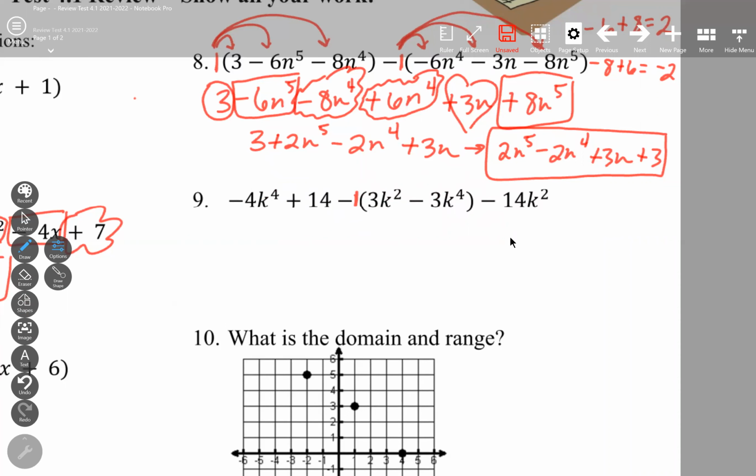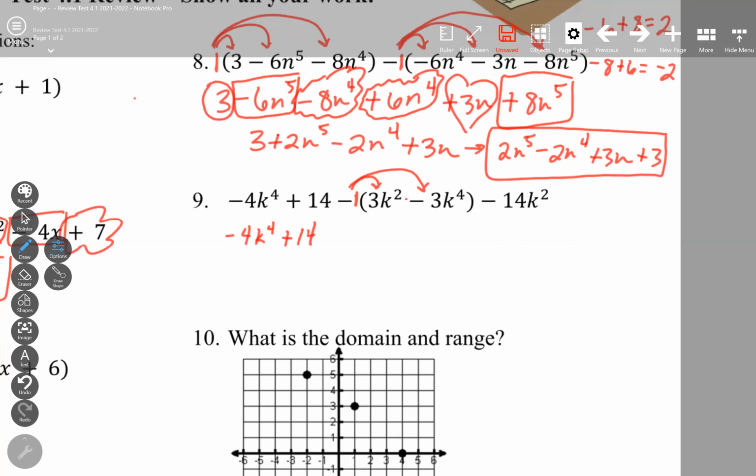So on problems like this, we have parentheses in the middle. Step 1 is to multiply whatever number is directly to the left inside. So first step is going to multiply everything in here by negative 1. So I'm just going to rewrite and then y'all can finish it out. So you would have negative 4k to the 4th plus 14.